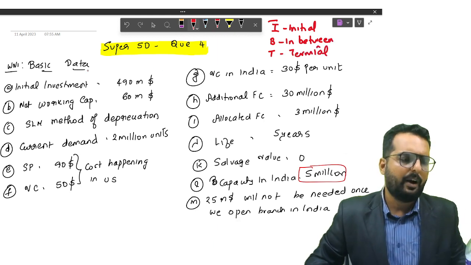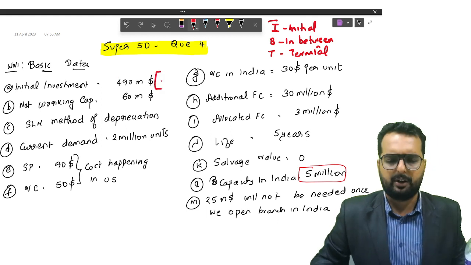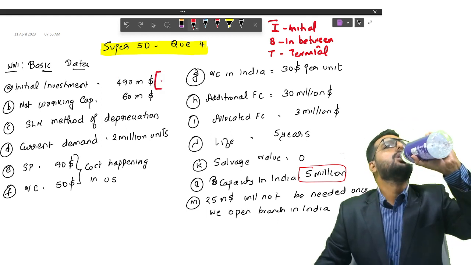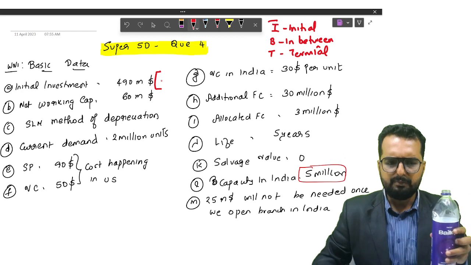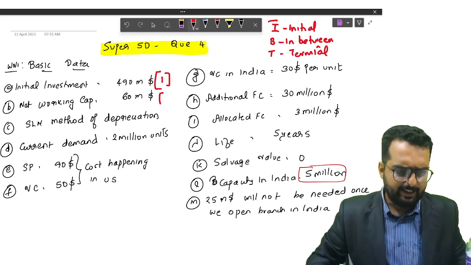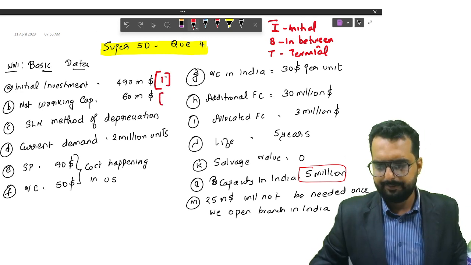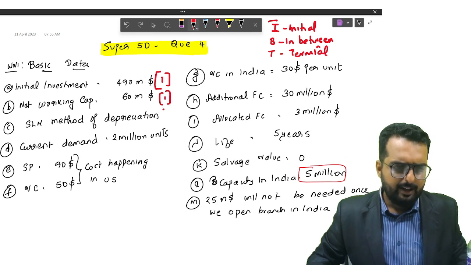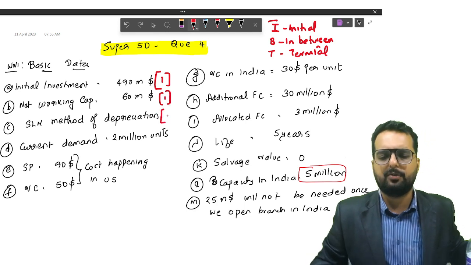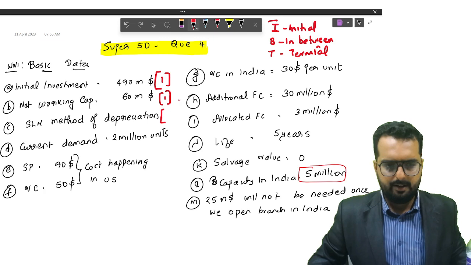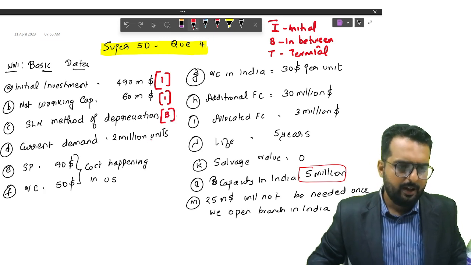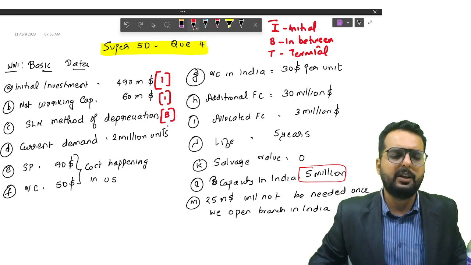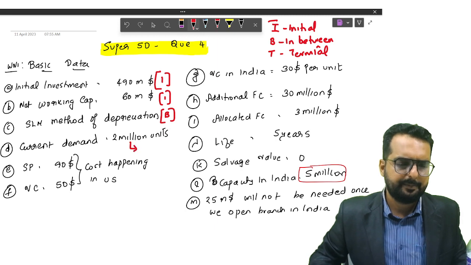Now, read through it one by one. First one is what? Tell me. I. Second one is what? I. SLM method of depreciation will come as what? In between cash flow. Okay, current demand of 2 million units, relevant or not relevant?